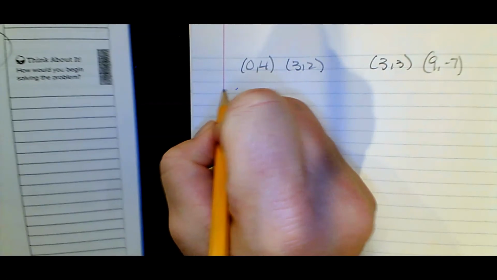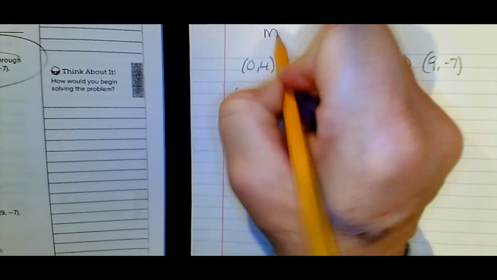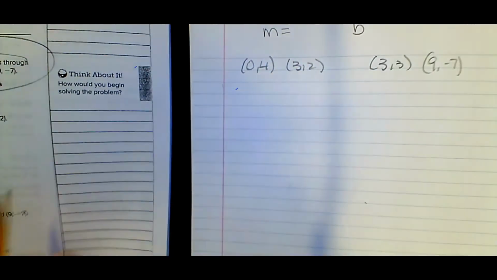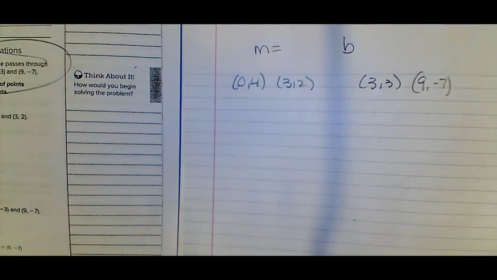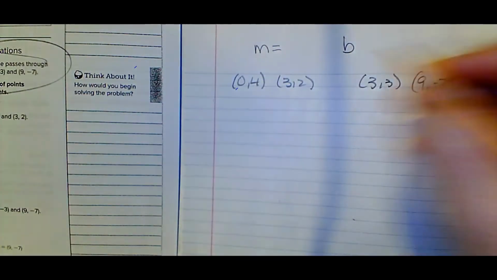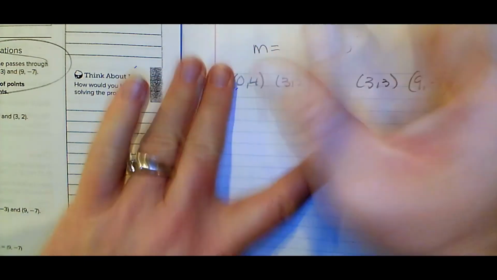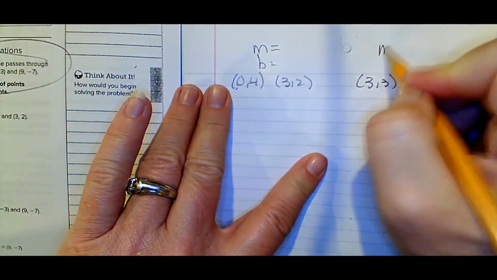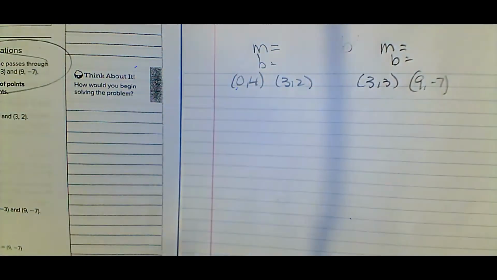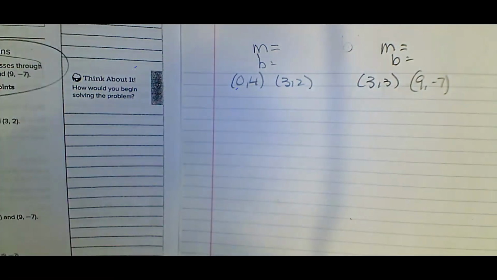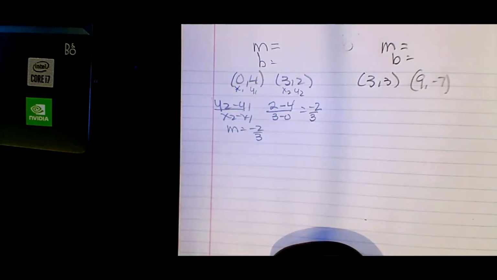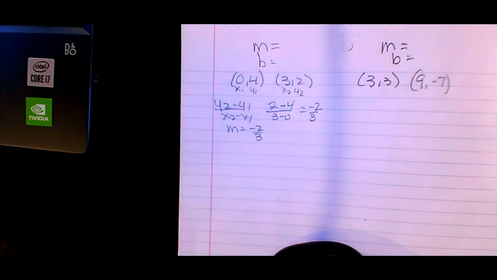So essentially you have to find the slope first, because we have to compare slopes. We have to compare y-intercepts. So we've got to be able to find our slopes and y-intercepts. So I need a slope and y-intercept for line number 1, and a slope and y-intercept for line number 2. So let's go ahead and find the slope of line number 1. I'll press pause. And hopefully you got the slope to be negative 2/3.